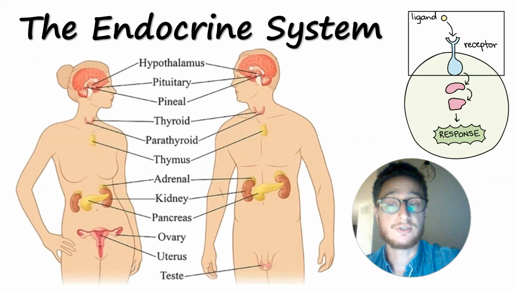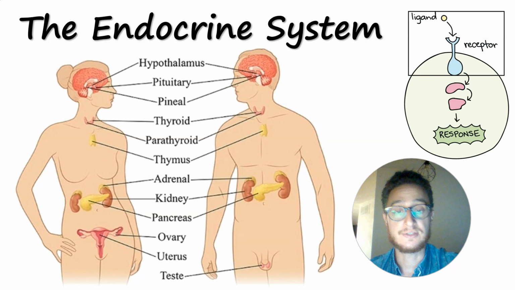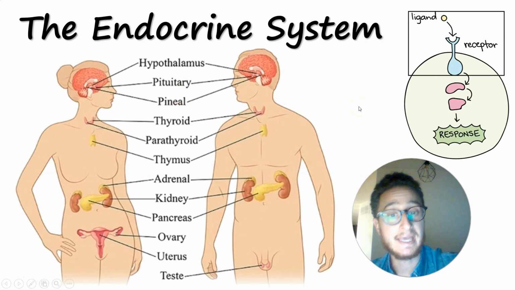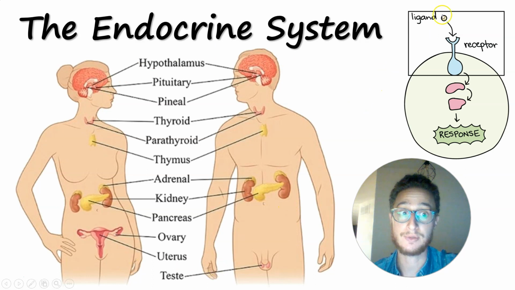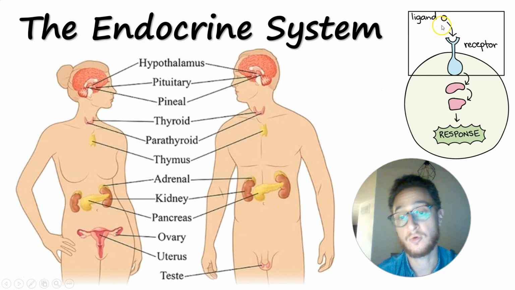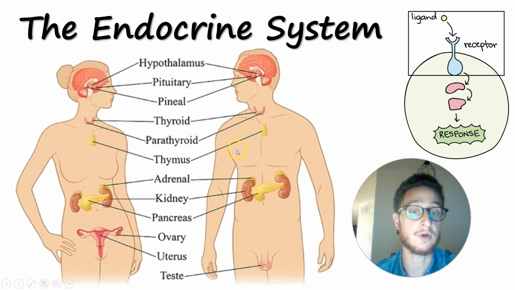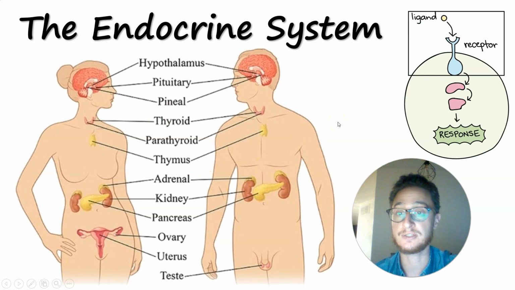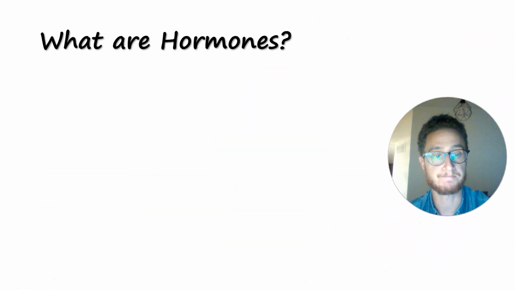And so what we're going to focus on today is the endocrine system. That simply is a collection of glands, and these glands all work together to produce a particular type of ligand called a hormone. And hormones are going to be able to alter our physiology in such a way to respond to our environment in interesting ways and to change throughout development.